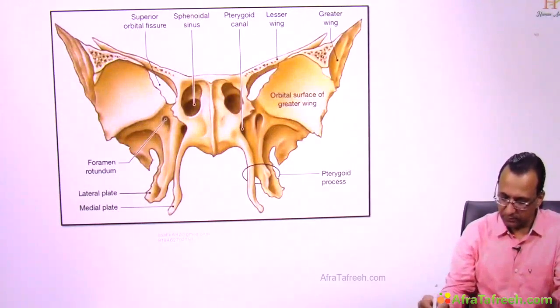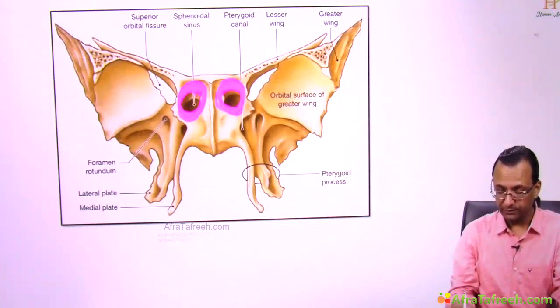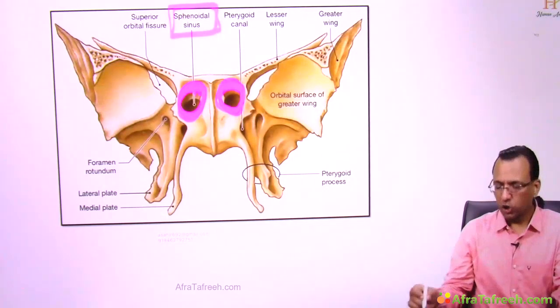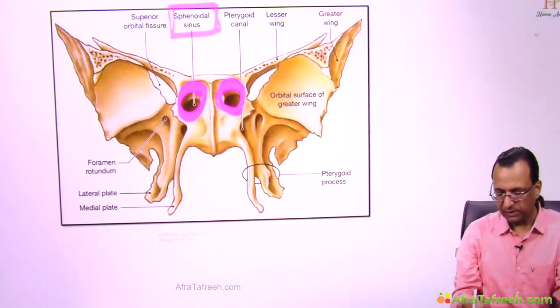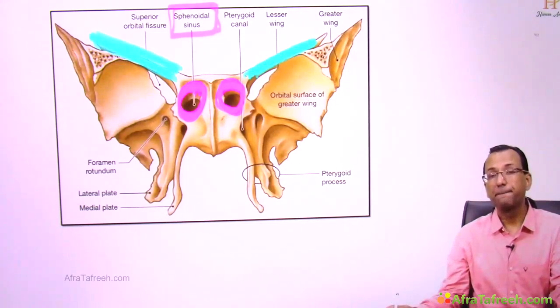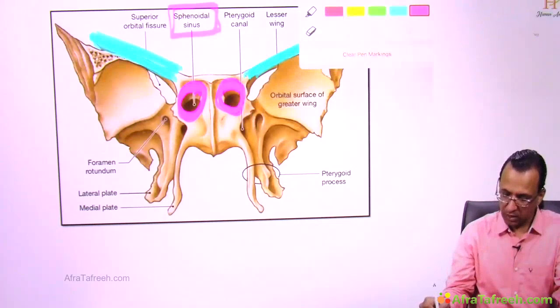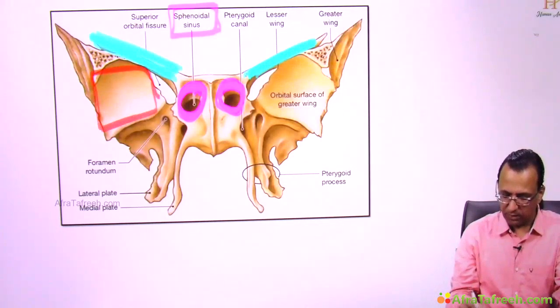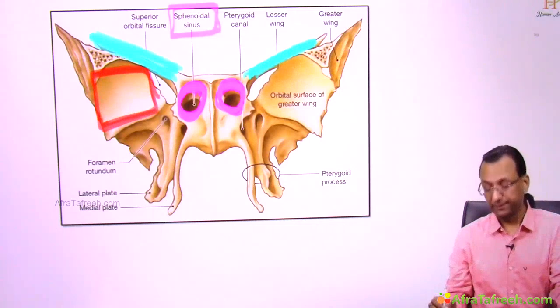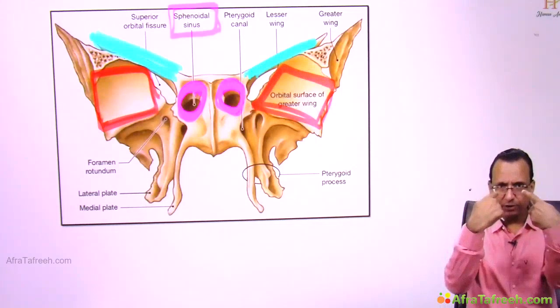You see, this is the sphenoid air sinus. Sphenoid air sinus means the sphenoid bone is a pneumatic bone. Yes, it is pneumatic bone. Okay, then. You remember that there was a lesser wing of sphenoid, roof of the orbit? Yes, roof of orbit, lesser wing of sphenoid. Now remember, the greater wing of sphenoid will form the lateral wall of orbit.